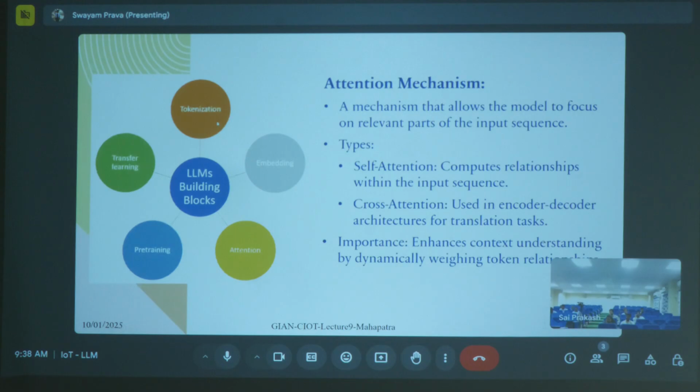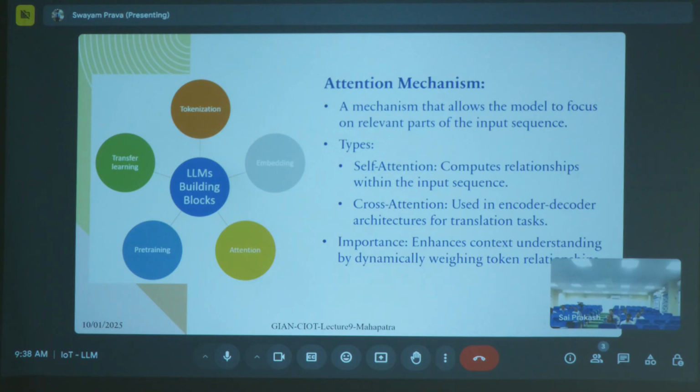Then we have the attention mechanism. Introduced by the transformer architecture, the attention mechanism allows the model to focus on the most relevant parts of the input. This is crucial for understanding complex relationships within a sentence or document.